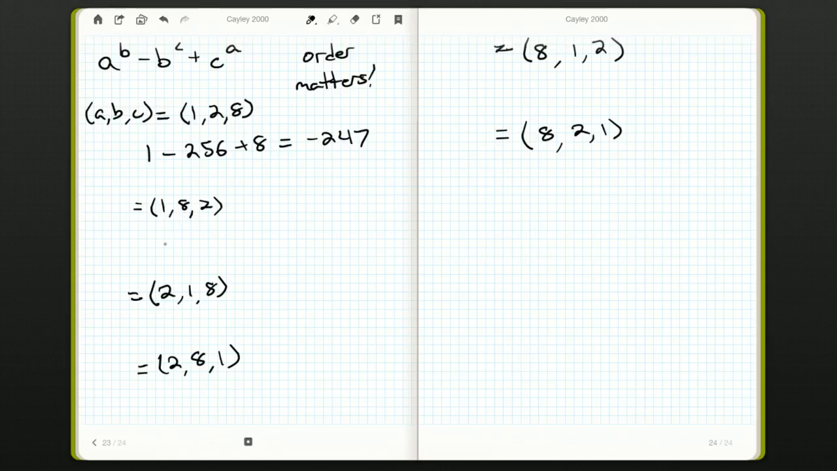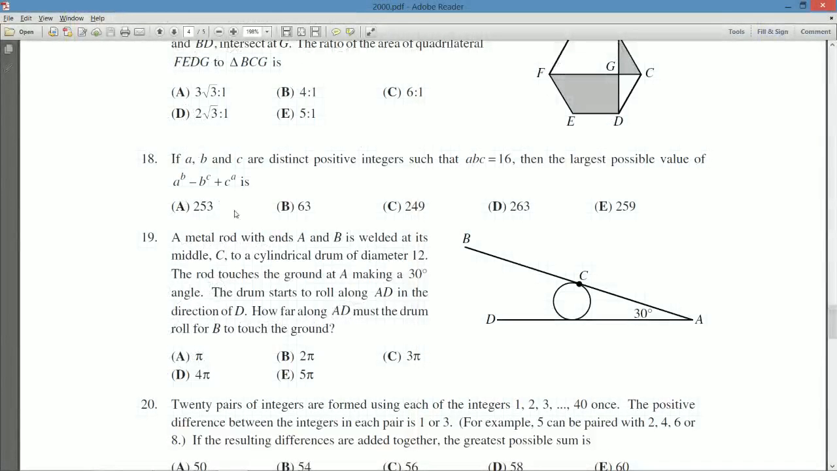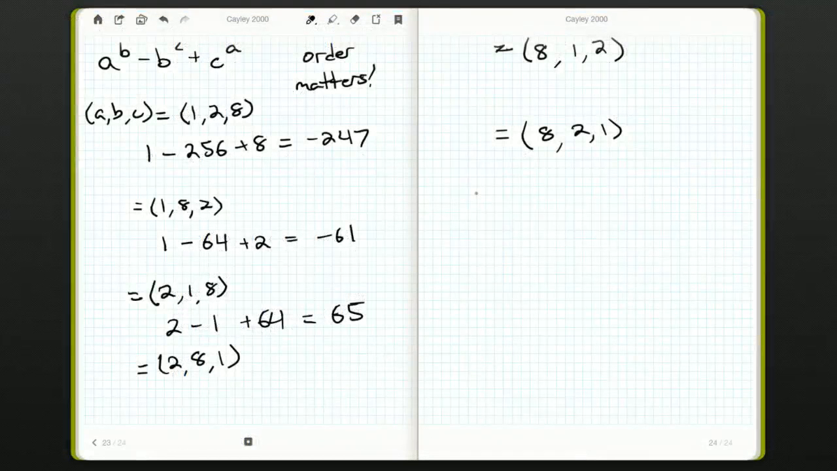182. So 1 to the power of 8 is 1. Minus 8 to the power of 2. That's 64. 8 squared. Plus 2 to the power of 1. So this is going to be negative 61. That's the best so far, but that still wasn't even in our list. 2 to the power of 1 is 2. 1 to the power of 8 is 1, and then plus 8 to the power of 2, so 64. So we get 65. That's nice, but it's still not amongst our answers, which is a shame. Our answers are typically much higher than this.